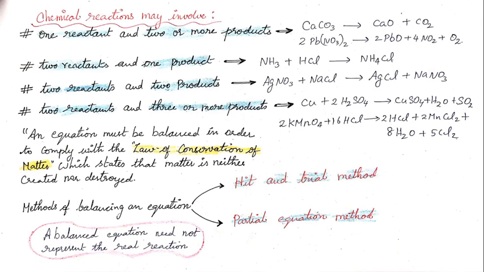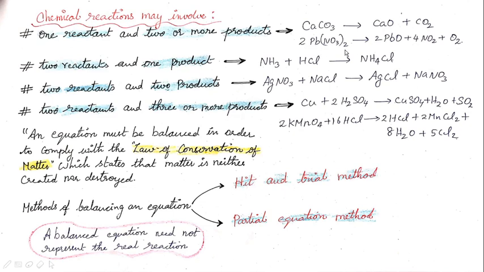Chemical reactions may occur either with one reactant and two or more products. Here I have given two examples. Calcium carbonate is given on the left hand side. This is a reactant, and we have only one reactant. On the product side, it reacts to produce calcium oxide and carbon dioxide. So calcium oxide is one product and carbon dioxide is another product. So we got two or more products. One reactant may give three products also.